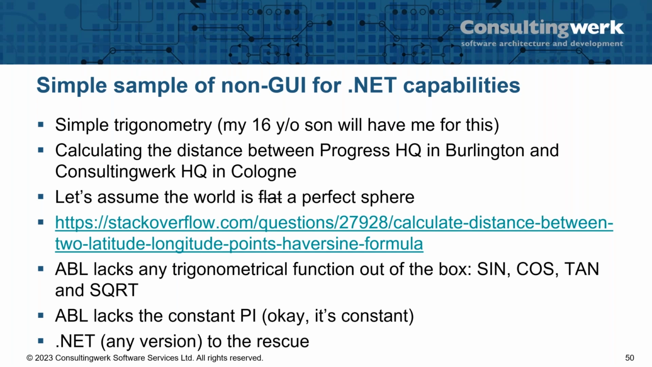So let's look at code that can calculate the distance between the Progress HQ in Burlington and our main office in Cologne. We're assuming the world is a perfect sphere and not slightly oval. There are various functions for that. One is the Haversine formula, and that requires us to use sine, cosine, tangent, square root functions, etc. We need pi as a constant. Well, pi as a constant is something we could solve by typing it with, I don't know, 16 digits into a preprocessor variable, whatever. But any version of .NET has that.